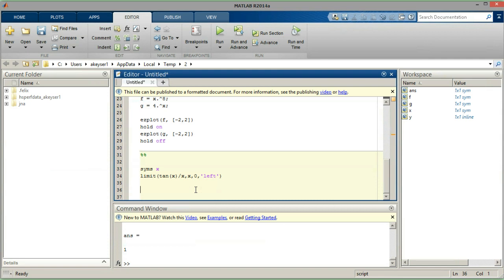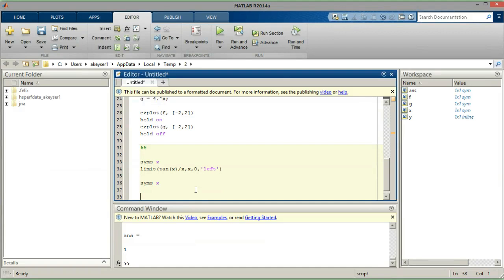Let's look at another command, differentiation. You're just telling it to differentiate this function. But remember, these functions are symbolic, so you have to use syms x. The command for it is just diff, which is clear. You enter the function.